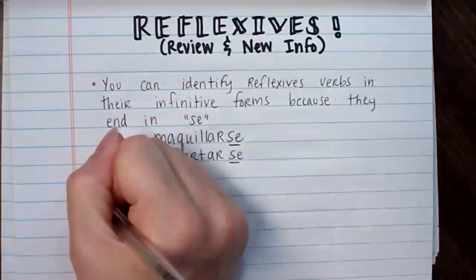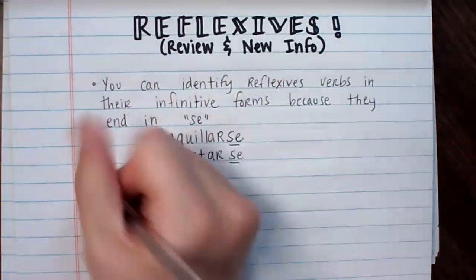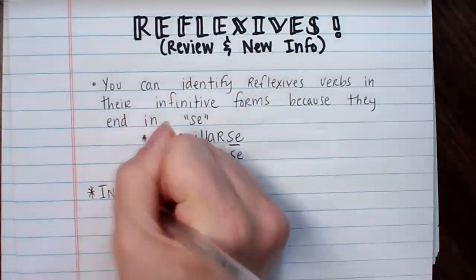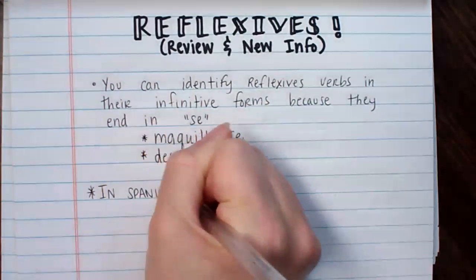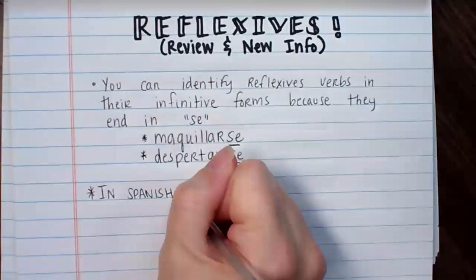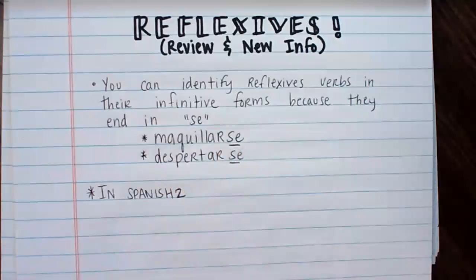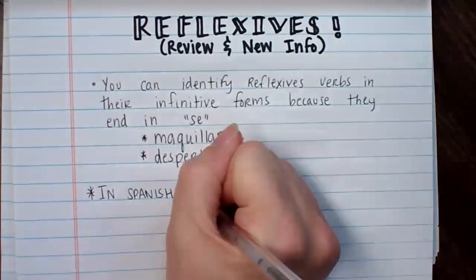So in Spanish 1, in Spanish 2, we used reflexive verbs to illustrate something that we did to ourselves. And that's how we are going to review this concept and get a foundation. And then we're going to augment it and play with it a little bit to say more complex sentences.